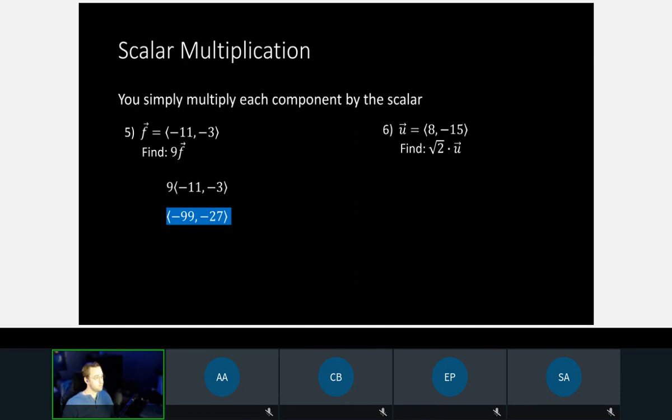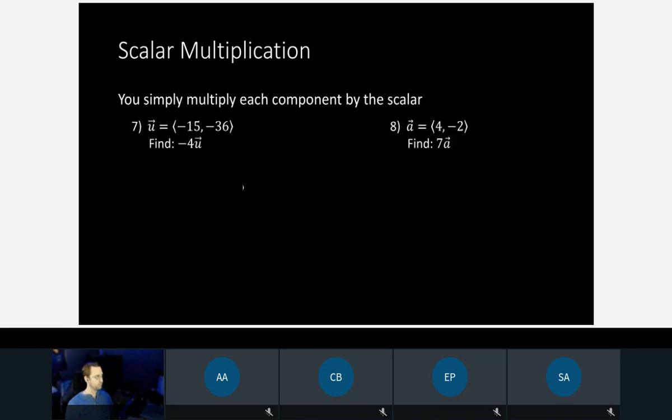All right, what did all of you get for the second one on this page? 8 rad 2, comma negative 15 rad 2. Yeah, I agree with that. I agree. There's the setup. There's the answer. Pretty straightforward. All right, everyone try number 7 and 8.